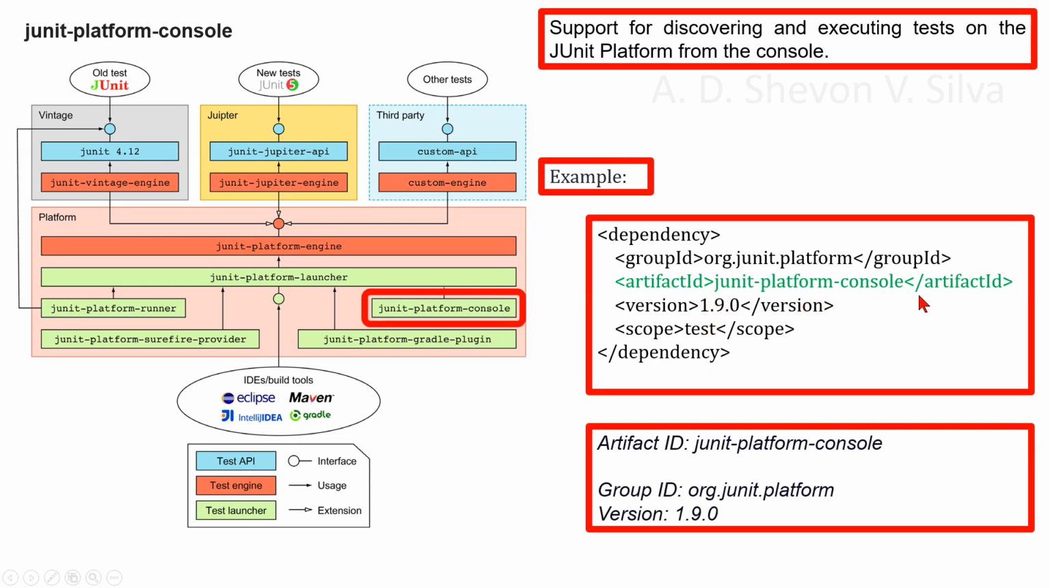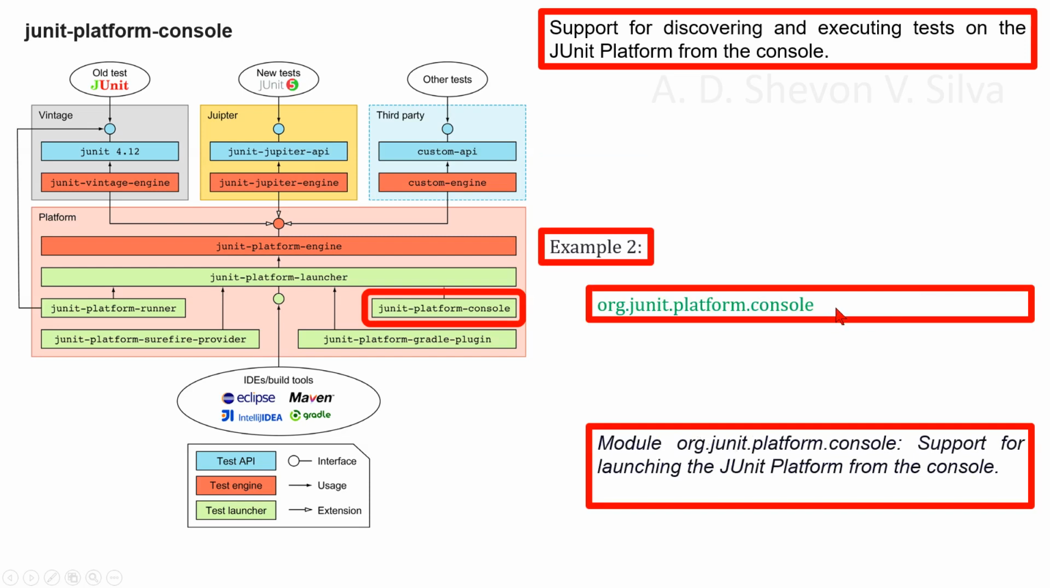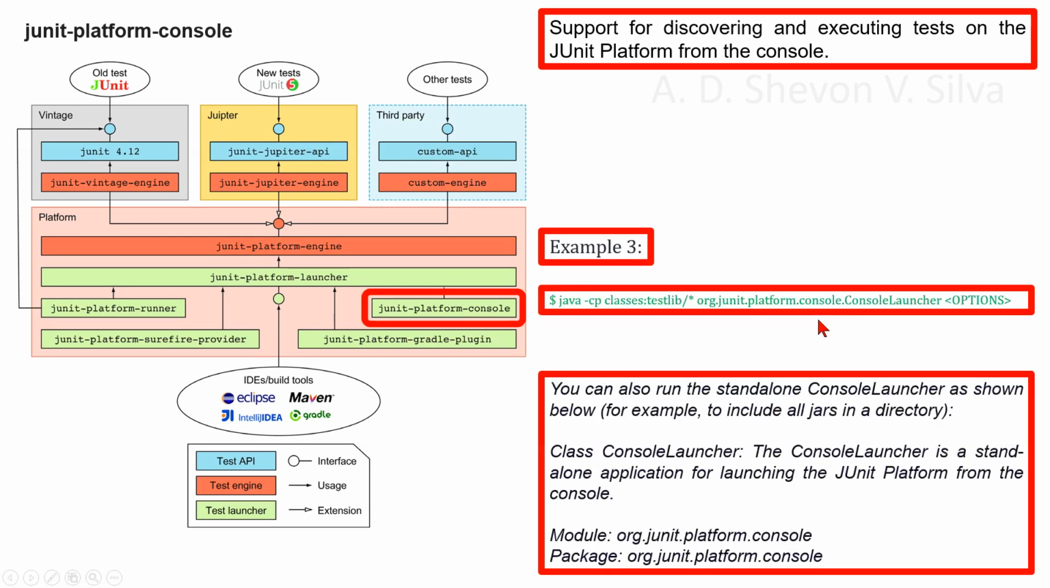As an example 2, we can consider the org.junit.platform.console module, support for launching the JUnit Platform from the console. As an example 3, you can also run the standalone console launcher as shown here, for example, to include all jars in a directory.